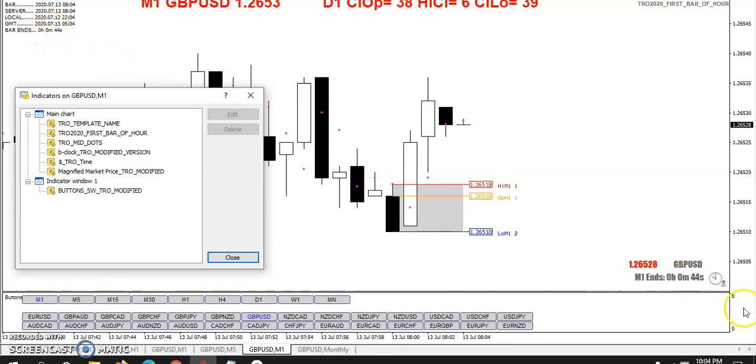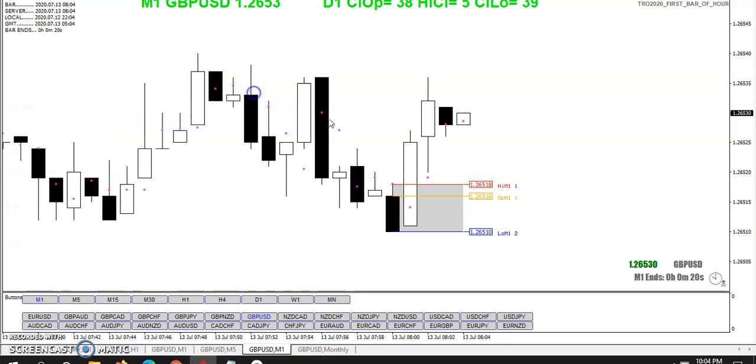So depending on where your eyes are looking, you can always see how many minutes, seconds you have left in the bar. And then the magnified market price. So you can see the price, you can see what time frame you're on. You can see it down here also. But you've got the daily close minus open, high minus close, and close minus low.